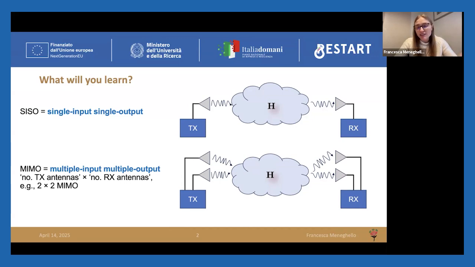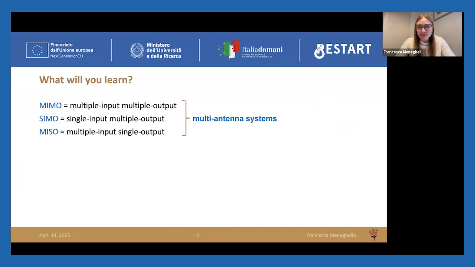Actually, MIMO is only one typology of system with multiple antennas, because we may also have systems that have only multiple antennas at the receiver side and a single antenna at the transmitter side, so the so-called SIMO system, or multiple antennas at the transmitter side and a single antenna at the receiver side.